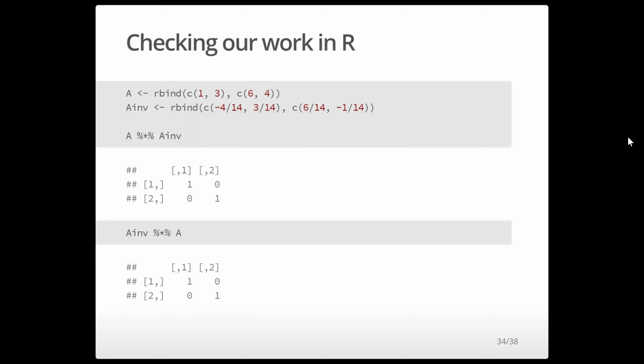And again, we can check our work in R. So here I'm just going to call A my original matrix. I'm going to call A inverse as I computed it here. And then we're going to multiply A times A inverse. We're going to get the identity matrix, and we can go the other way. We can multiply A inverse times A. We still get the identity matrix.